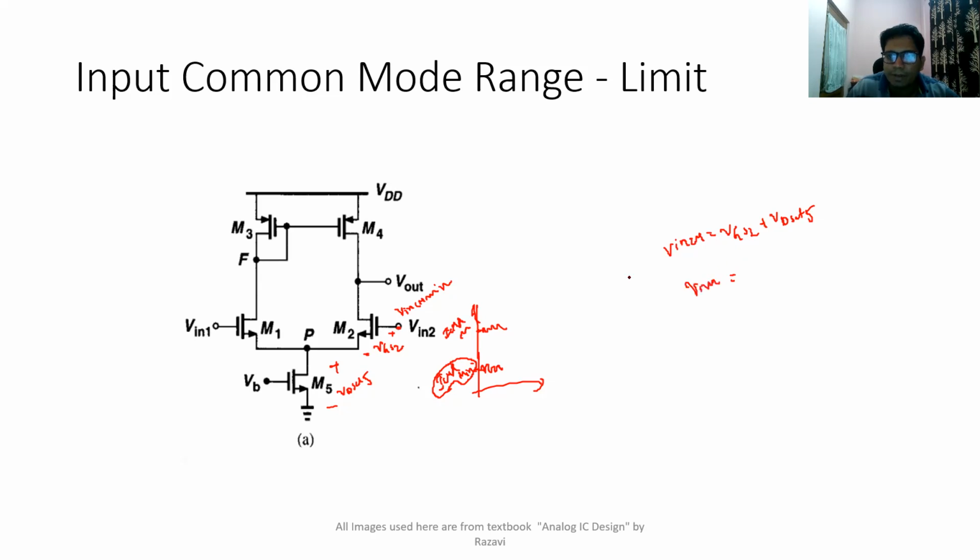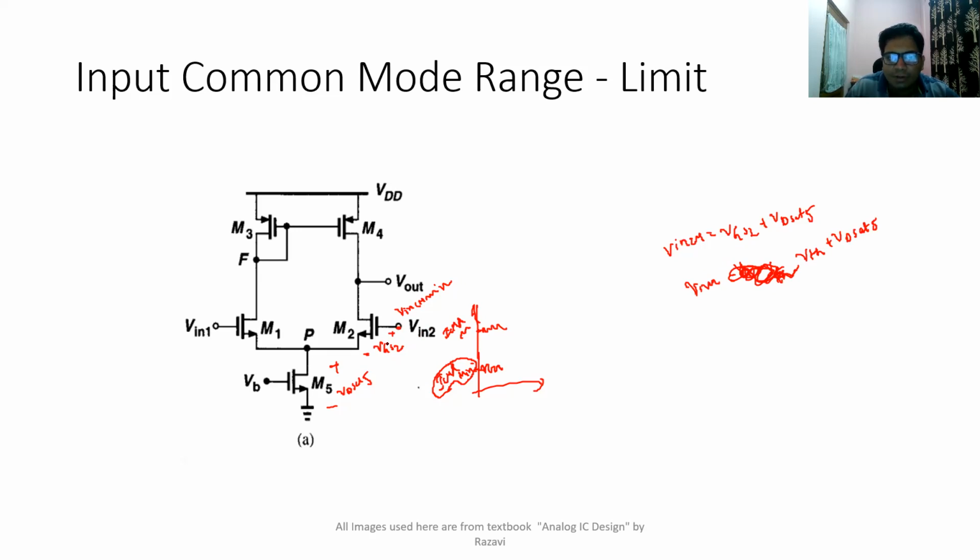So the minimum value which you can have for VGS2 is the threshold voltage. Okay, the minimum value is threshold voltage. So therefore you have VGS, VTH, you have threshold voltage plus VD sat 5. Just by having threshold voltage, it is not enough for you.